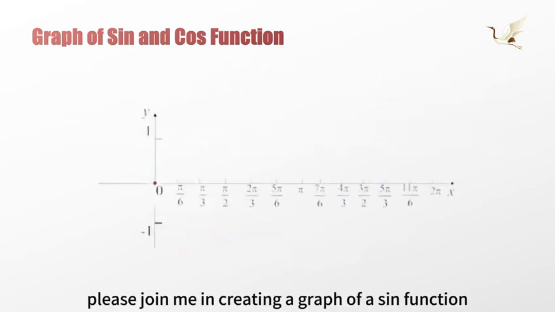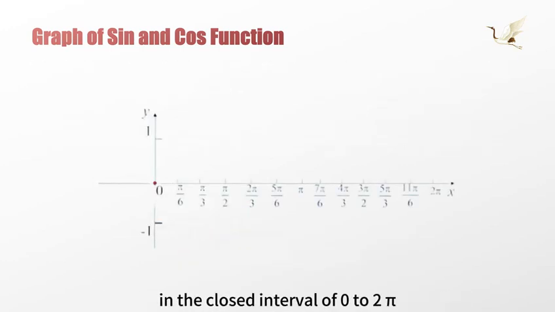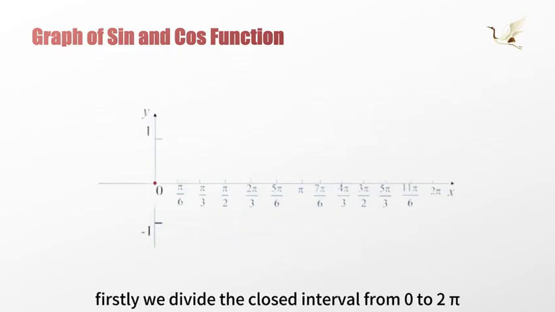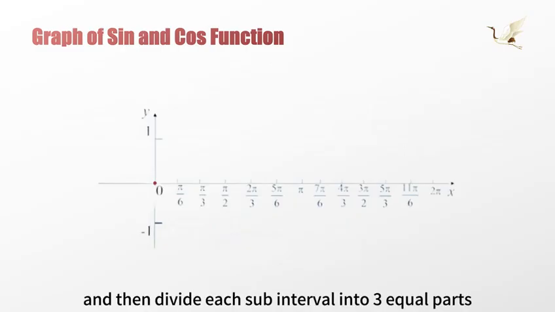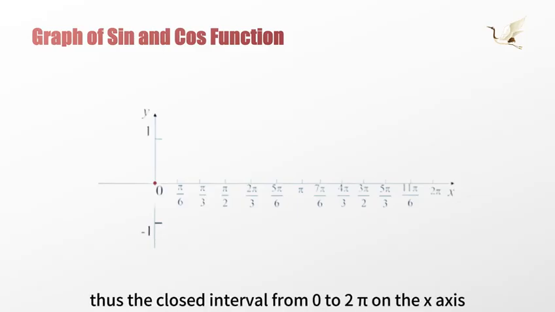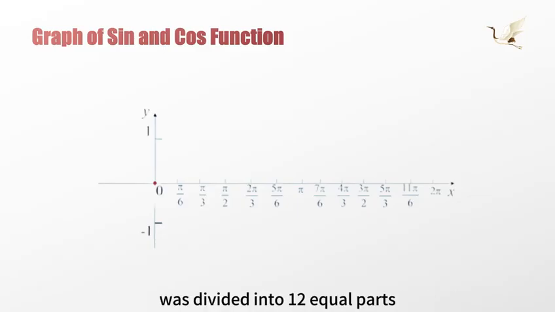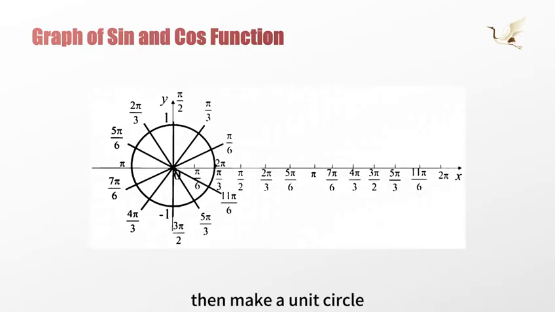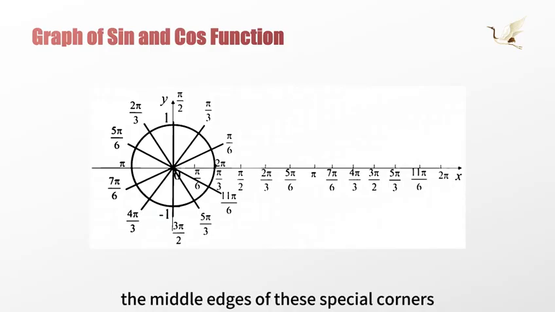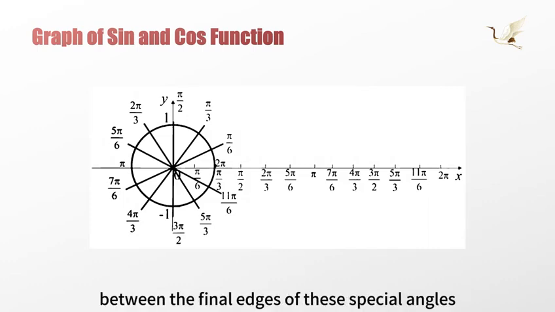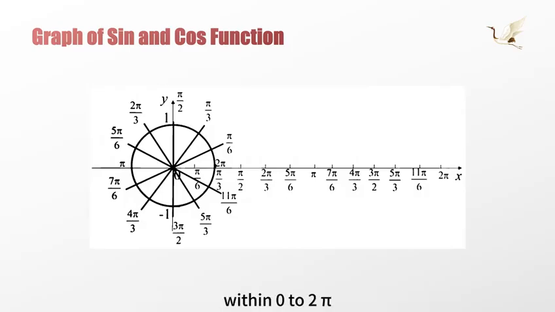Everyone, now please join me in creating a graph of a sine function in the closed interval of 0 to 2 pi. Firstly, we divide the closed interval from 0 to 2 pi on the x-axis into 4 equal parts, and then divide each subinterval into 3 equal parts. Thus, the closed interval from 0 to 2 pi on the x-axis is divided into 12 equal parts. Then make a unit circle with the coordinate origin as the center. The terminal sides of these special angles also divide the circumference into 12 equal parts. In this way, we obtain the intersection points between the terminal sides of these special angles within 0 to 2 pi and the unit circle.